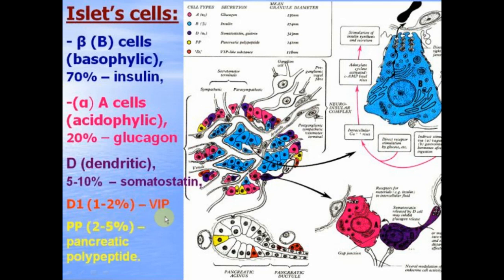And PP cells, these yellow ones, produce pancreatic polypeptide. These three hormones regulate the activity of the exocrine part of the pancreas as well as other neighboring organs of digestion.